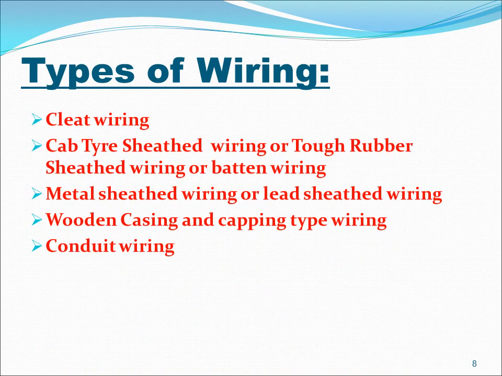What are the types of wiring? So there are different types of wiring. So cleat wiring, tough rubber sheet wiring or batten wiring, metal sheath wiring or lead sheath wiring, wooden casing and capping type wiring, conduit wiring. These are the different types of wiring.